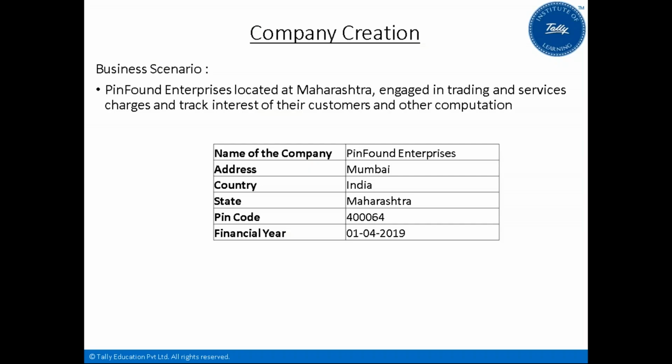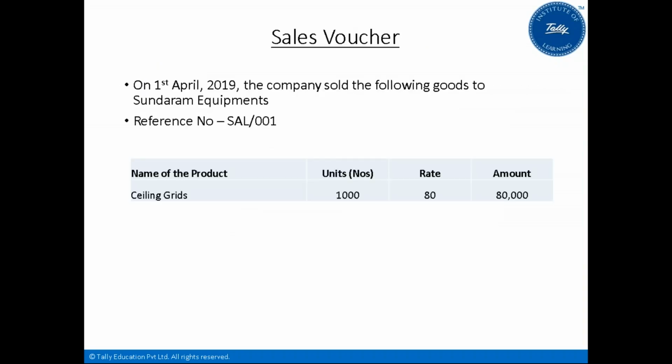So getting into the gateway of Tally, let us see the first entry. On 1st April 2019, the company sold the following goods to Sundaram Equipments. There is a reference number, and you need to create the product.